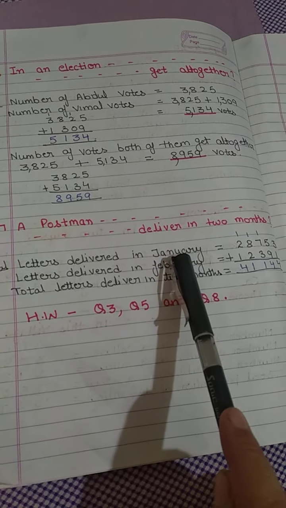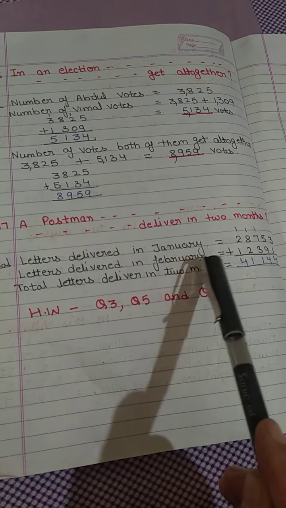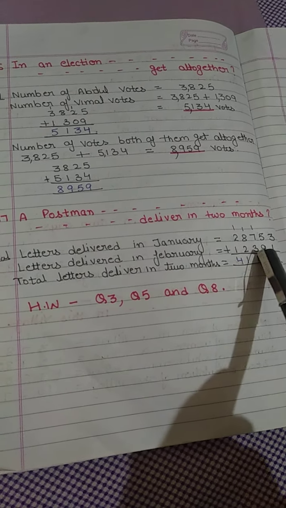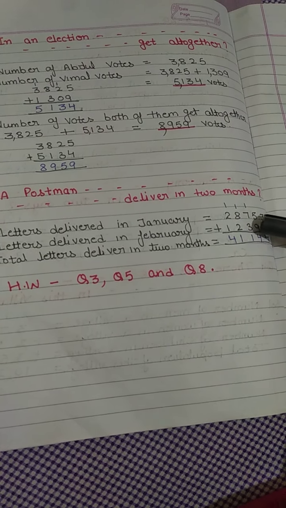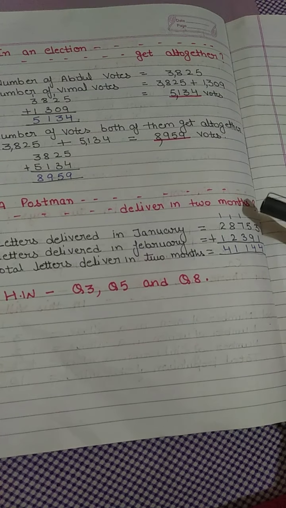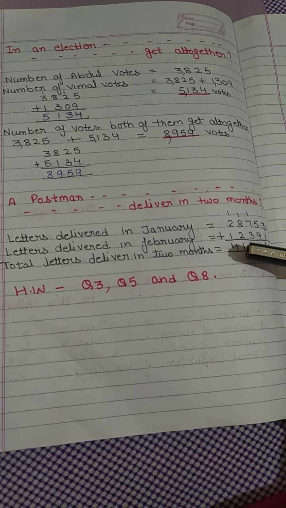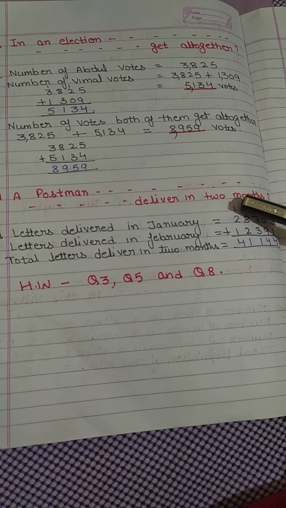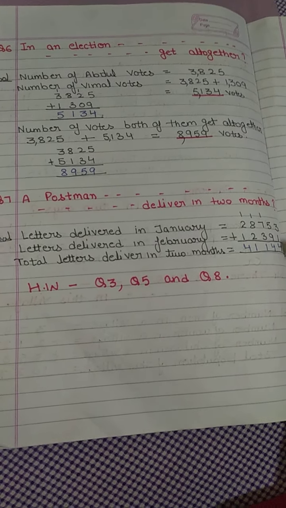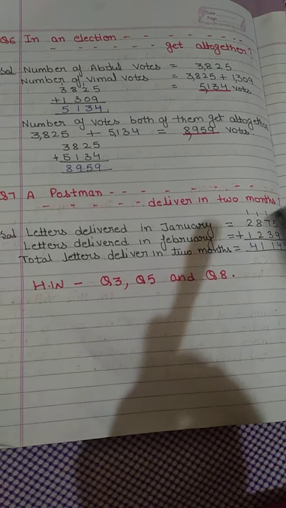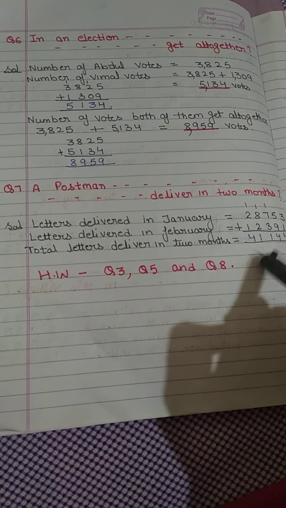Letters delivered in January is equal to 28,753. Letters delivered in February is equal to 12,391. When we add these two numbers, we get 3 plus 1 is equal to 4, 5 plus 9 is equal to 14. We write 4 here and 1 is carried over here. Then 7 plus 1 plus 3 is equal to 11. We write 1 here and 1 is carried over here. Then 8 plus 1 plus 2 is again 11. 1 we write here and 1 is carried over here. Then 2 plus 1 is equal to 4. Here the answer is 41,144. So total letters delivered in 2 months are 41,144.